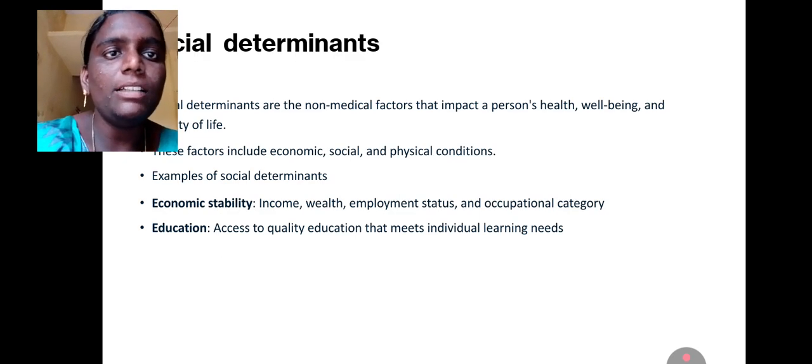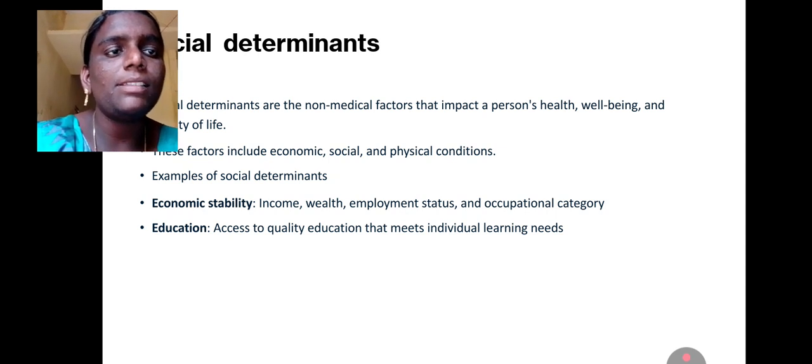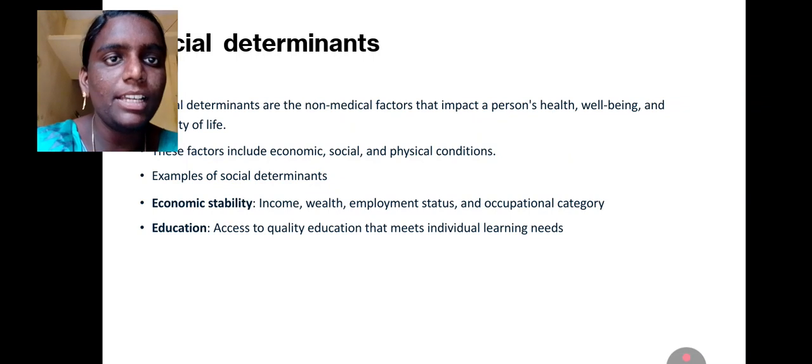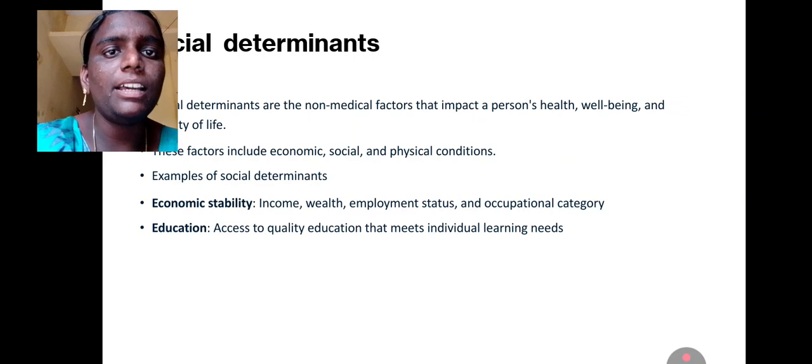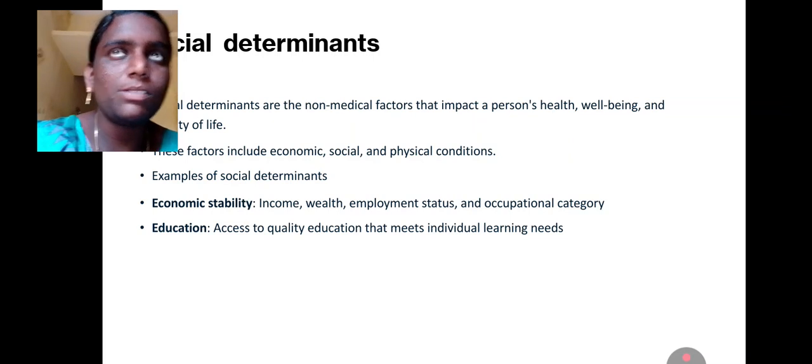Social determinants are the non-medical factors that impact personal health and well-being. They are positive in life. The well-being of these factors includes economic, social, and physical conditions. Here are examples of the social determinants.